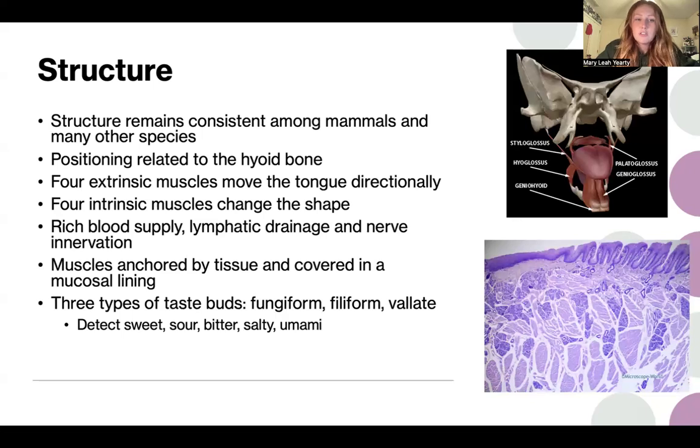tongue. So, rich blood supply, lymphatic drainage, and nerve innervation like any muscle. And the muscles are anchored by tissue and covered in a mucosal lining. There are also three types of taste buds on the tongue: fungiform, filiform, and vallate. They detect the five core tastes, which are sweet, sour, bitter, salty, and umami.